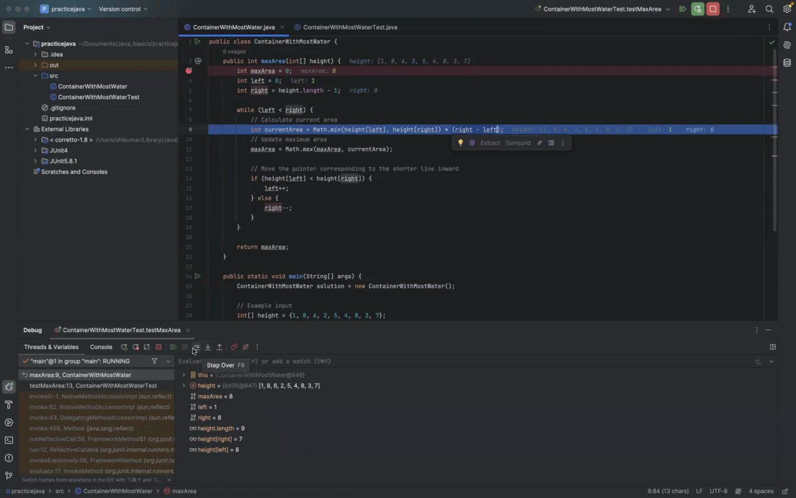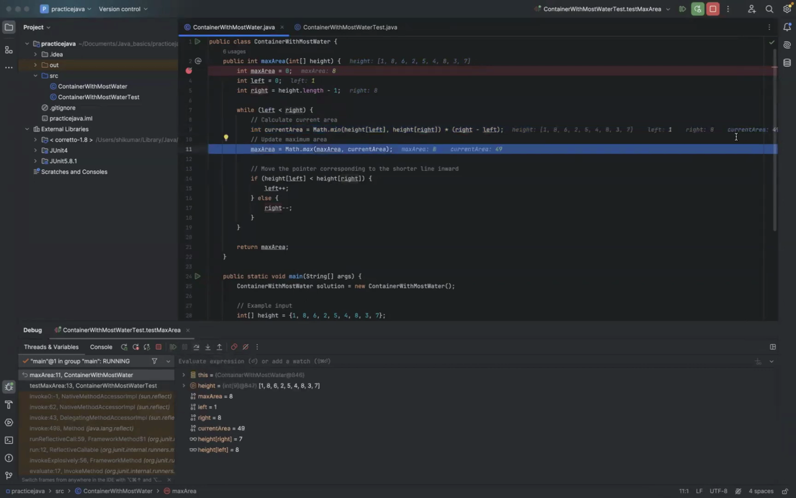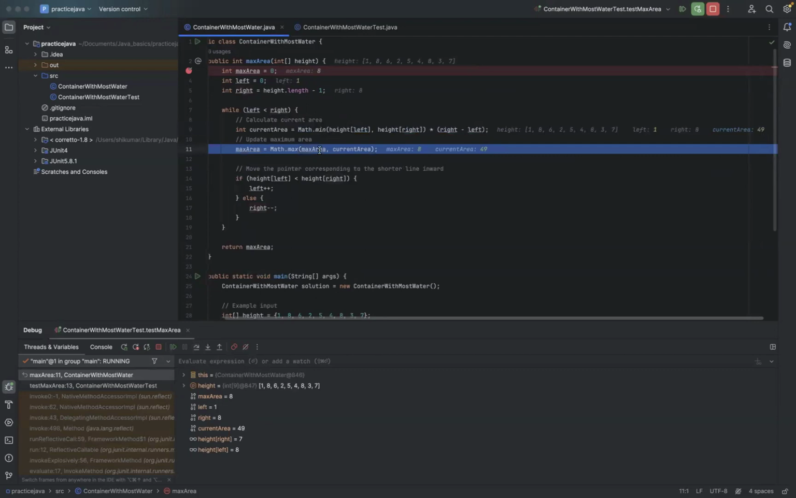7 into 7, that will be 49. So current area, you will see when I do the next line, will come as 49. Okay, so 49 again will come as the max area. What we have in the max area is 8, and 49 will be whatever the maximum is, 49 being the maximum. So max area will be updated to 49.